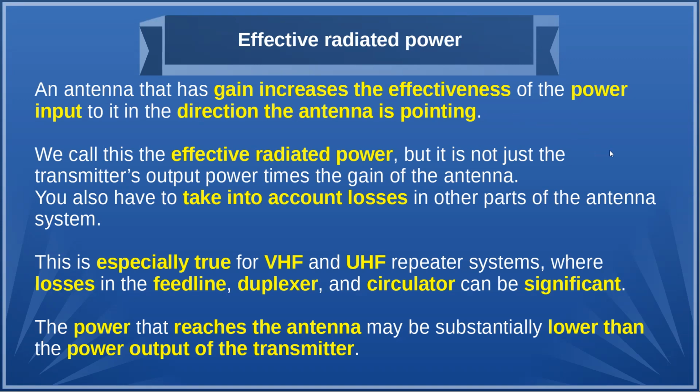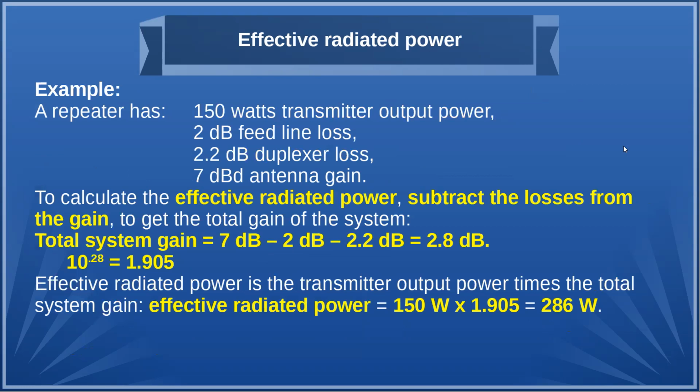In most cases, all the regulations are peak effective power, not effective radiated power. So an example, if you had a 150 watt transmitter, 2 dB feed line loss, 2.2 dB duplexer loss, and a 7 dB antenna over a dipole, some kind of beam, you just add all those up, or the powers, subtract, and you get to use your calculator to do the anti-log of 2.8 dB, which is 1.905.